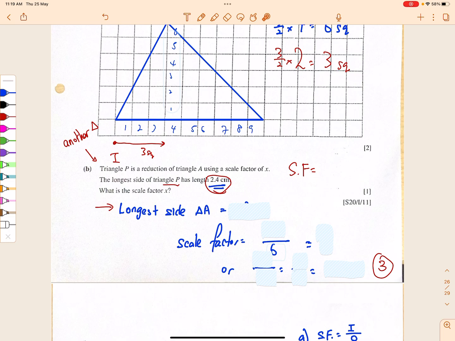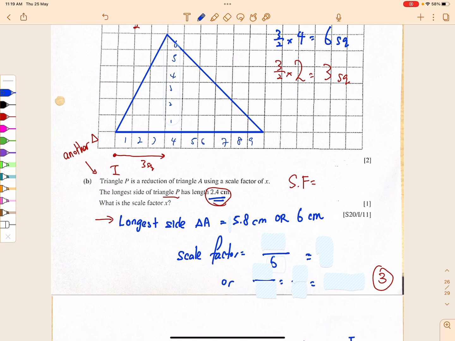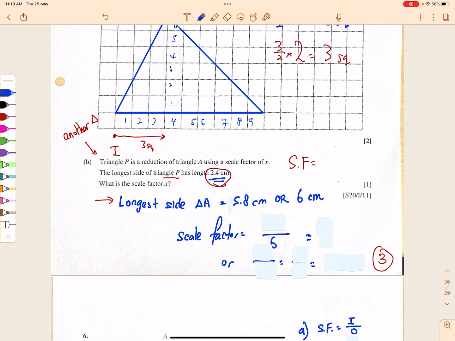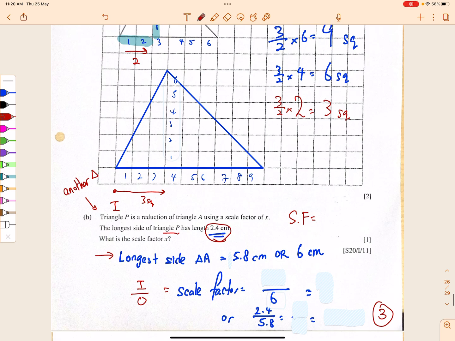One is I go by the measurement, right? You take the ruler and then you measure the length. In this diagram, it is 5.8. So if you put 5.8, what is going to happen is you're going to see 2.4 over 5.8. Now, why is that so? Because scale factor is image over object. So this 2.4 is the image length, right?